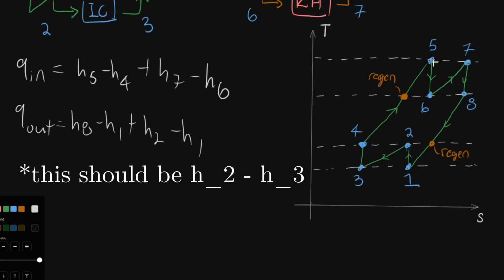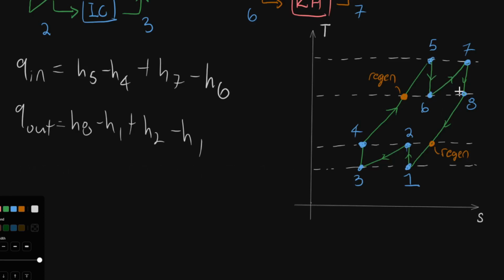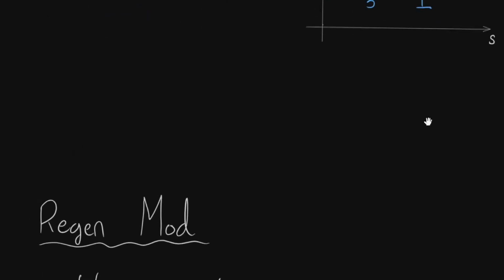The pressure right here is going to be the same for each turbine. So the turbine pressure drop is going to be the same, and then the compressor pressure change is also going to be the same. So you can draw this horizontal line between these states right here. And then this regen right here, that's the next mod we're going to talk about. If I go down here, we've got the regen mod.